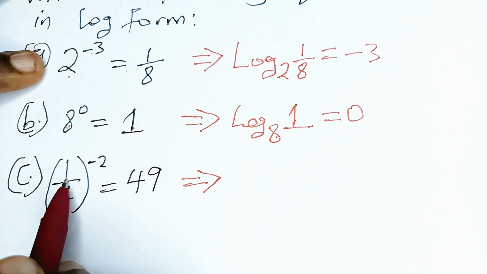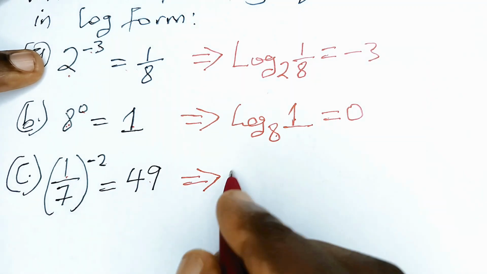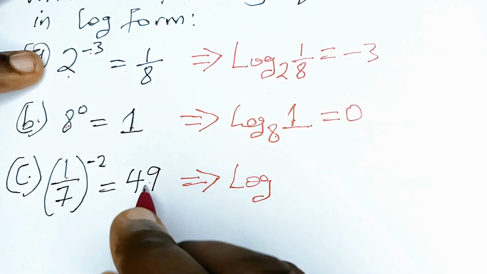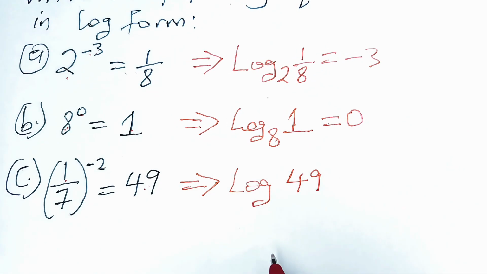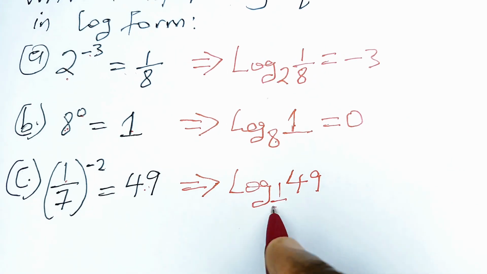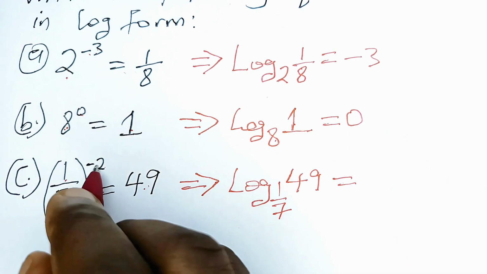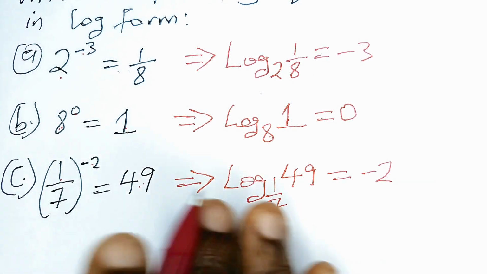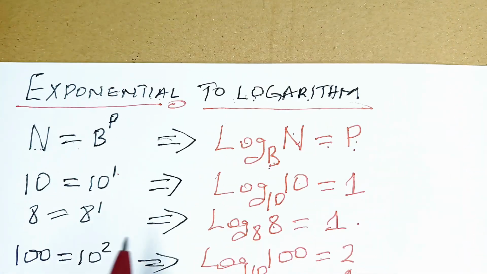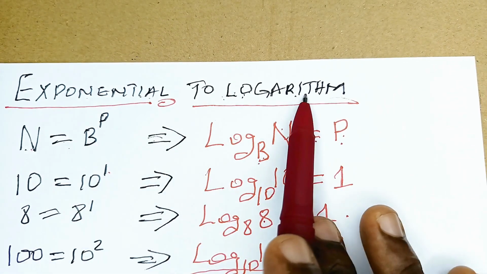This example, this is the base, this is the power, and this is the number. It means log of a number, the number is 49, to this base will be equal to minus 2. I believe we now understand this topic of exponential to logarithm.